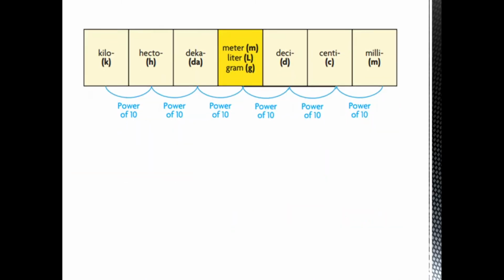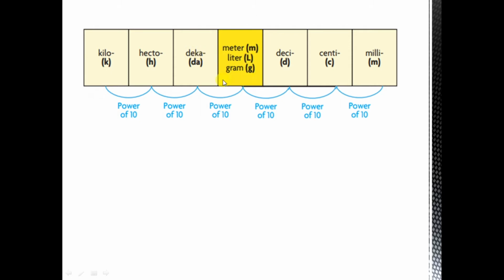Here is the table of metric units. Let's try to read and identify it, starting from the biggest to the least. The first unit here is kilo. Then, afterwards, hecto. H stands for hecto. Deca. DA is the abbreviation, and it stands for deca.